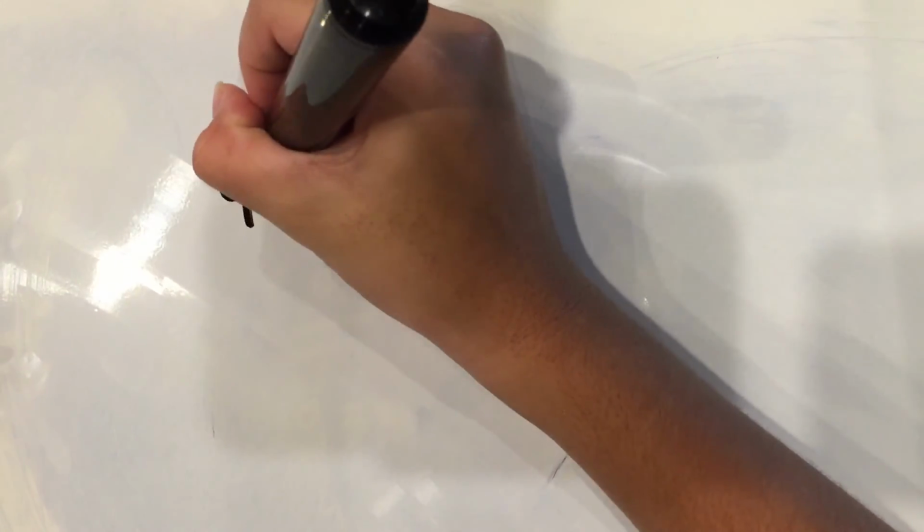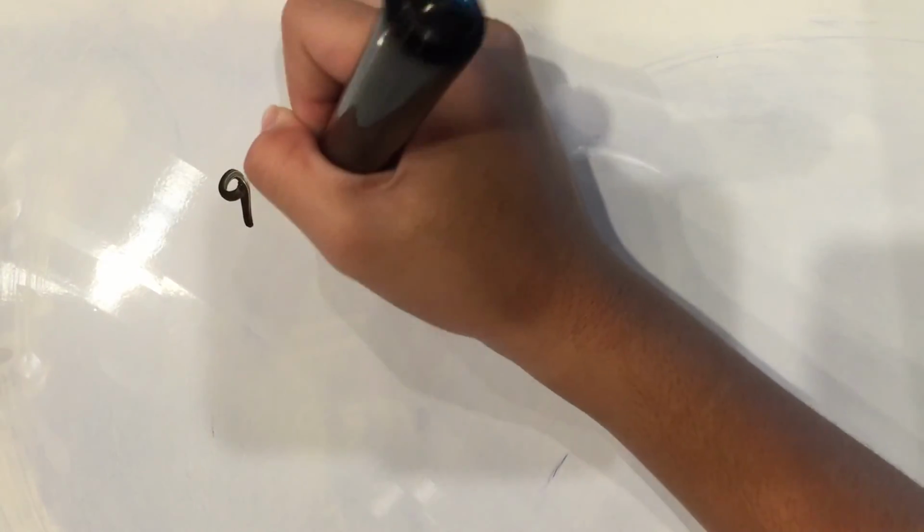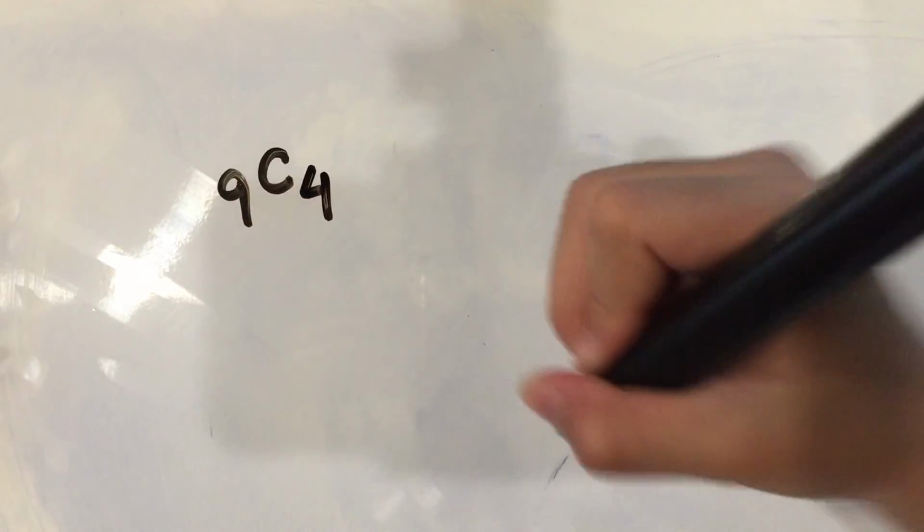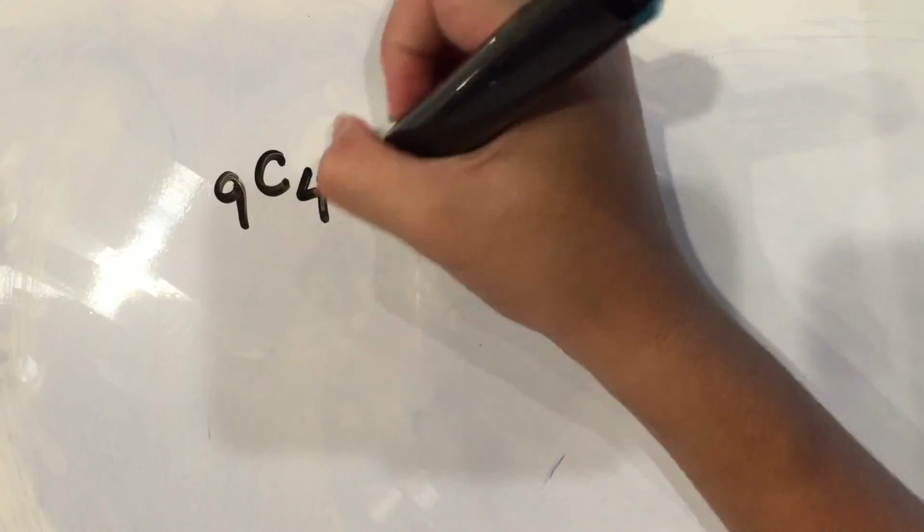So now that we have the basics of that, we're just going to solve it. You can put it in any form you'd like. I'm just going to put it in the same form as we did last time. So 9C4. So nCr. Now we're just going to solve it.